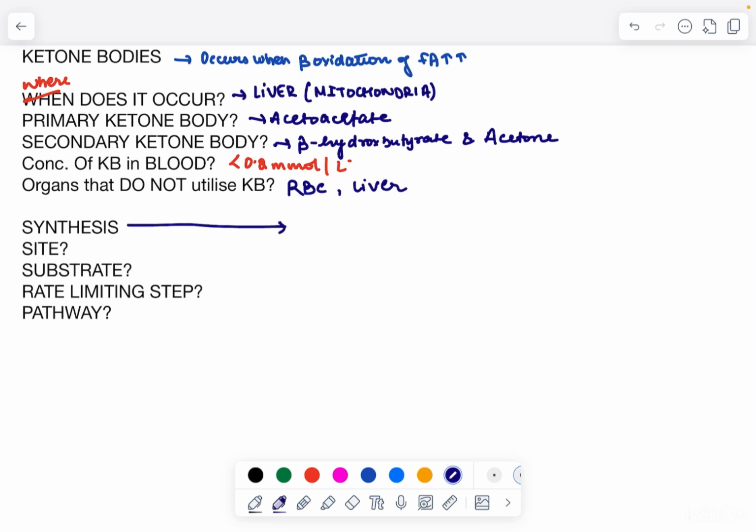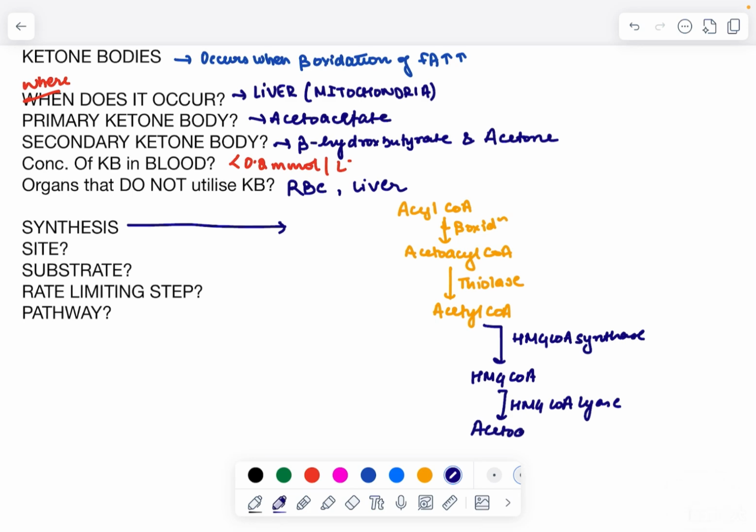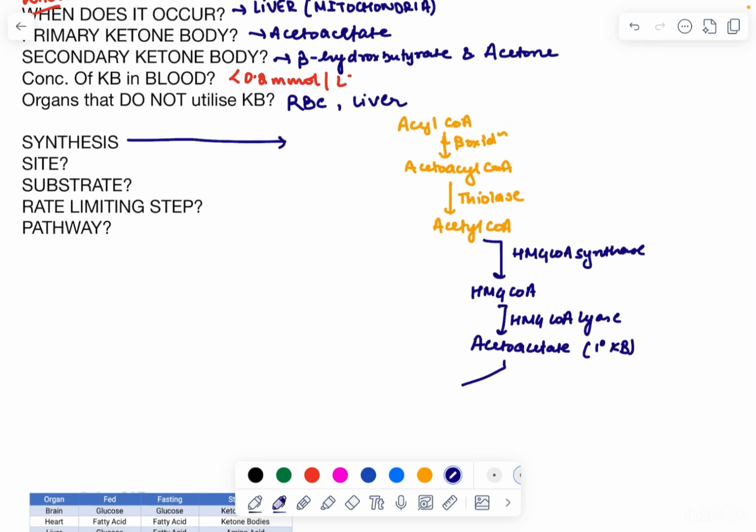Now for the synthesis, I will be walking you through the pathway in a very easy manner. First of all, we know that acyl CoA undergoes beta oxidation and forms acetoacetyl CoA. Then through thiolase it forms acetyl CoA. Now the real thing happens: through HMG CoA synthase it forms HMG CoA. Now this through HMG CoA lyase will form what we need, acetoacetate, which is our primary ketone body.